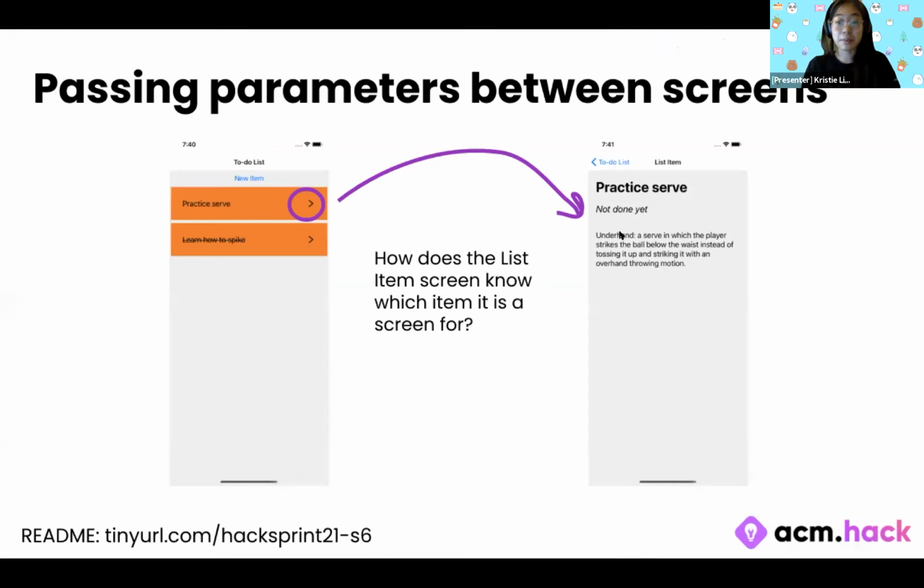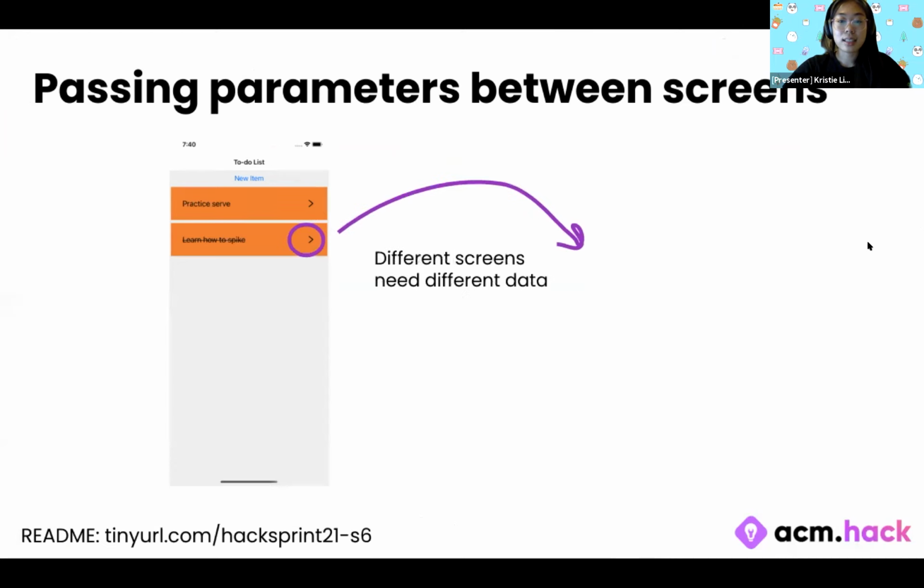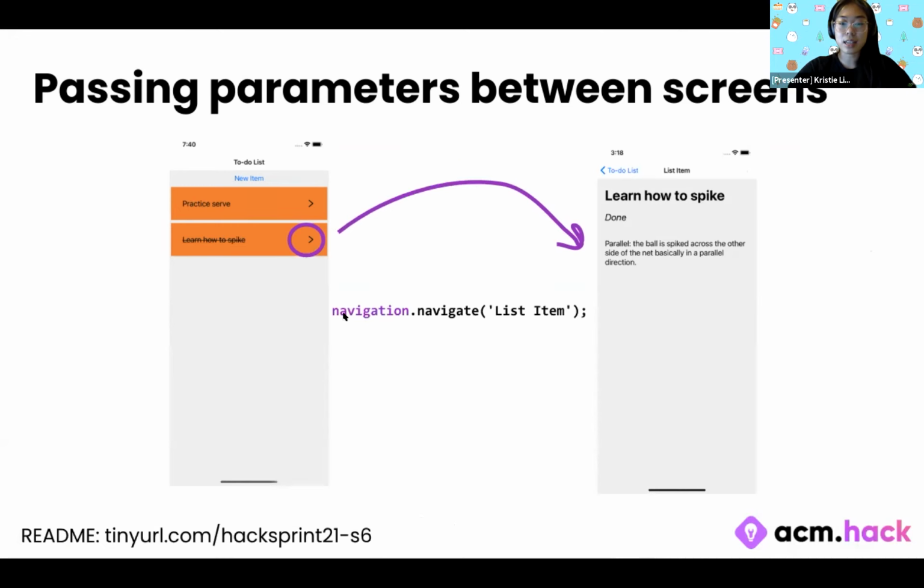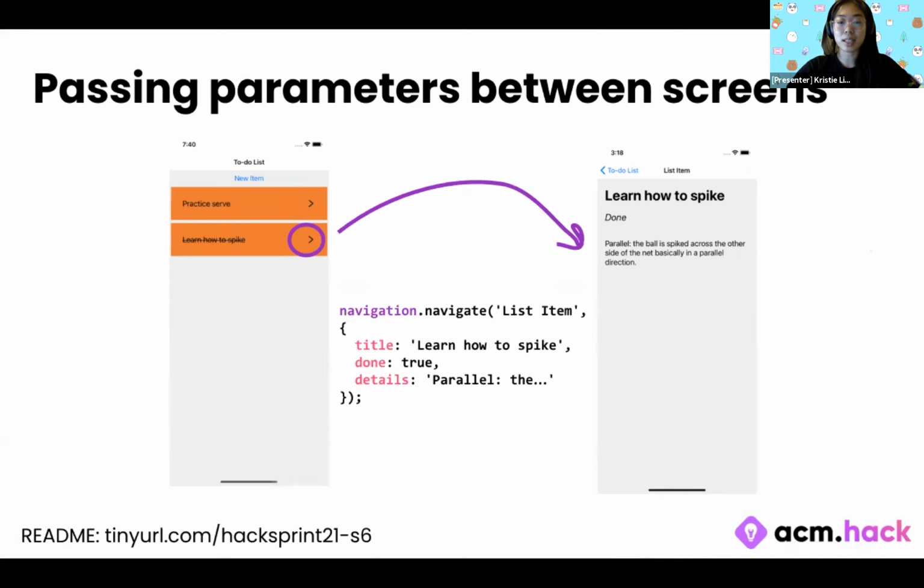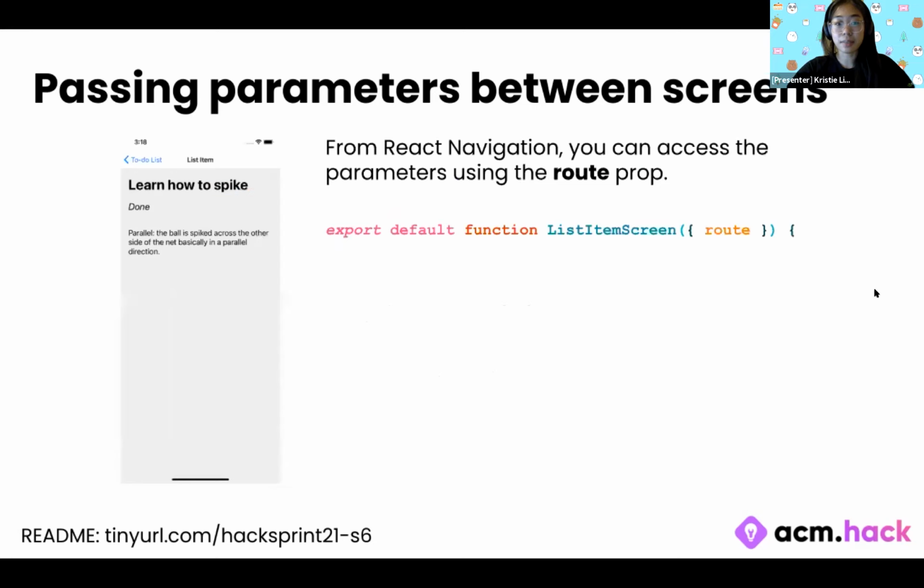How do we pass parameters between screens? So how does the list item know which item it is a screen for? Because different screens will need different data. So far, we use the navigation.navigate function in order to change screens. And the way to pass information between is we can just pass an object as the second parameter of navigate. So for example, I can pass an object containing title, done, and details. And then it'll have the data that's necessary.